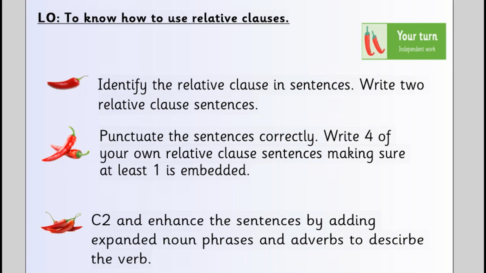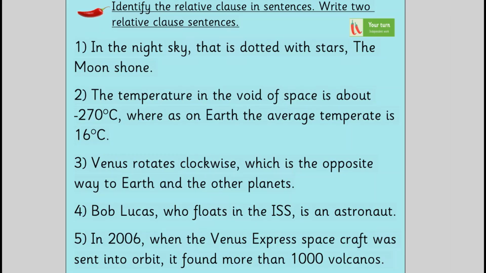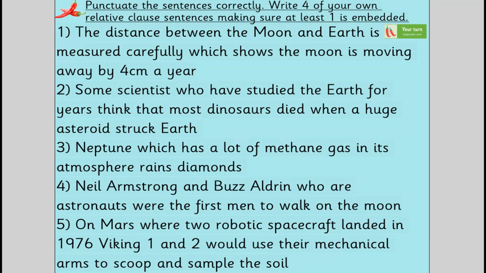Now, Chilli 1 and Chilli 2, your sentences are on the next 2 slides. So this is Chilli 1. So identify the relative clause in the sentences. Probably use 2 different colours to identify the relative clause and the main clause. And then this is Chilli 2. These are your sentences. You will need to write them down and then punctuate the sentences correctly. So you might need a different coloured pen for your punctuation.